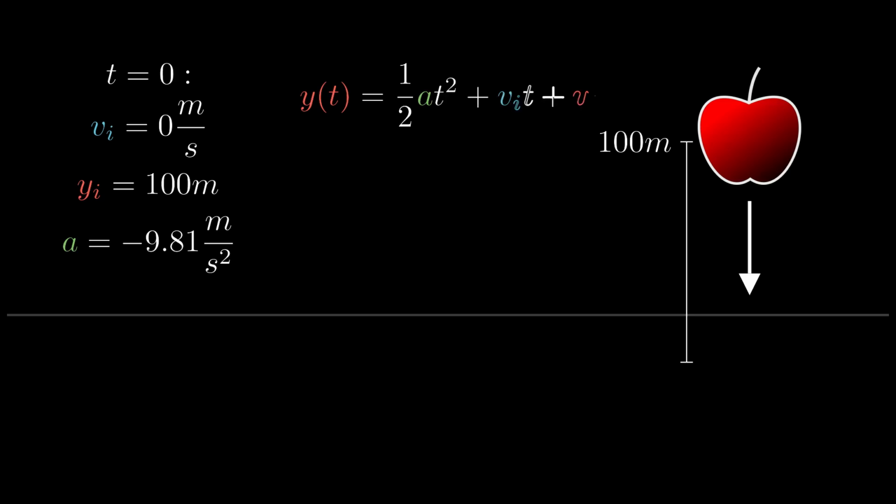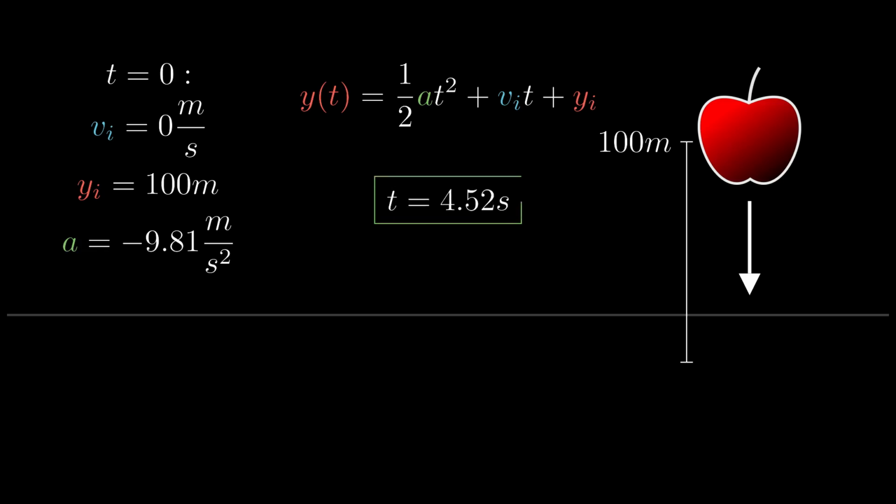Since we want to know when the apple hits the ground, we'll set the y position equal to 0, which is the height of the ground. Now we only have one unknown in this equation, the time. And solving for time gives us this. Now if we plug in the known quantities, we get 4.52 seconds.